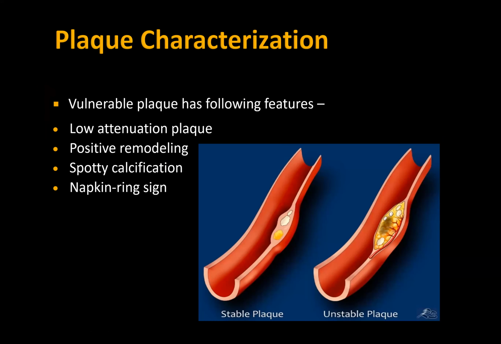And CT angiogram is very good for plaque characterization. All clinicians and radiologists are concerned about the vulnerable plaque. CT angiogram has a few specific criteria for vulnerable plaque, like low attenuation plaque, spotty calcification, or the napkin ring sign. So now you will see how CT angiogram can help here.